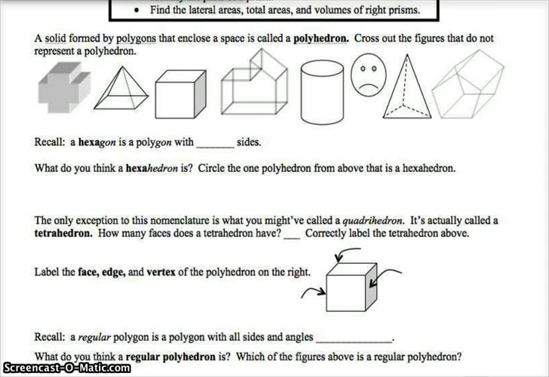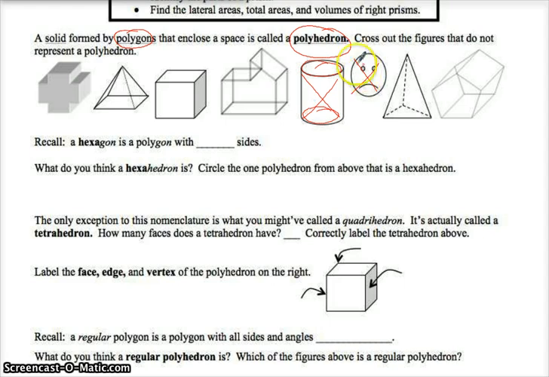Well, before we talk about a prism, a solid formed by polygons that enclose a space is called a polyhedron. Cross out the figures that do not represent a polyhedron. So go ahead and pause and do that. Okay, so you should have only crossed out two things, the cylinder and the smiley face. Because why is a cylinder not a polyhedron? Well, because those are circles, and circles are not polygons for its bases. So therefore, that doesn't work there.